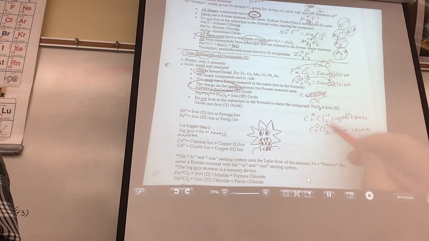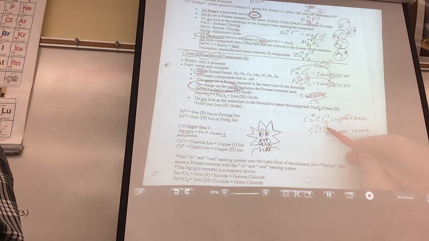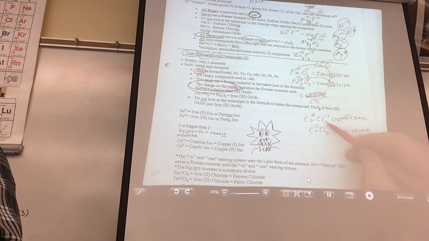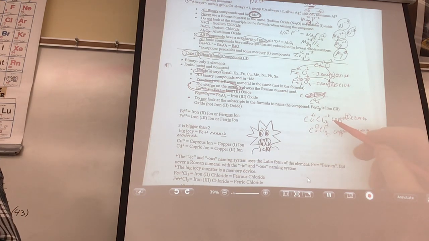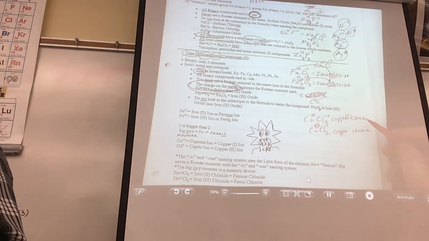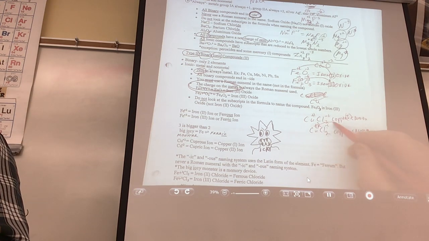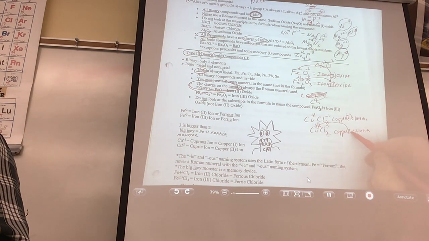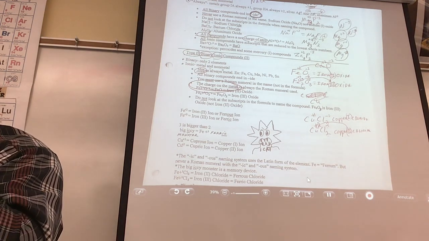Let's try it again. If each chlorine's -1, you have 2 of them. That's -2. -2 plus what equals 0? Okay. So what does the Roman numeral stand for again? Which one's the metal? Okay, so what's the charge on copper? So you put a 2 here. What do you think?